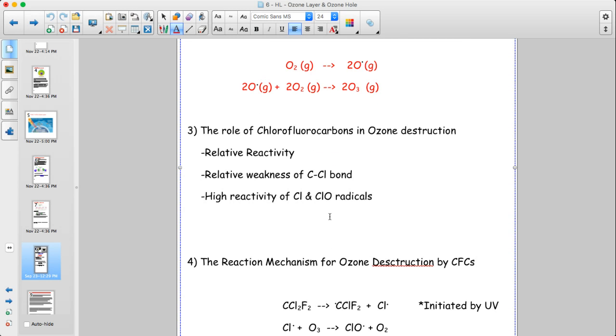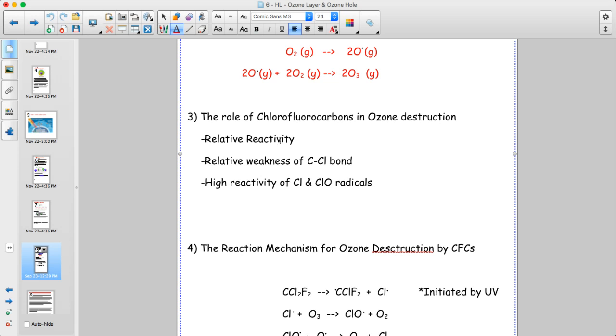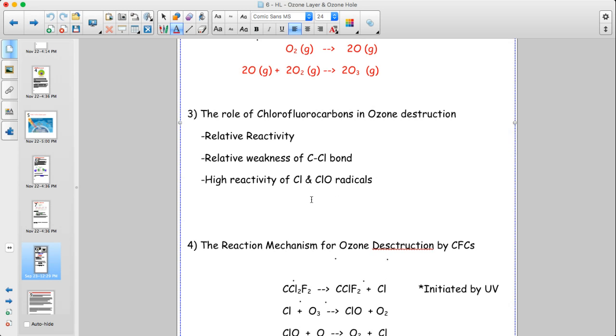Another thing you're supposed to know is the role of chlorofluorocarbons in ozone destruction. You need to know that they are relatively unreactive, so their relative reactivity is that they're very stable. The carbon to chlorine bond is relatively weak, and so it's the bond that breaks, not the carbon to fluorine bond. And that results in very reactive chlorine radicals, which then lead to ClO radicals, and those are what catalyze the breakdown of ozone.